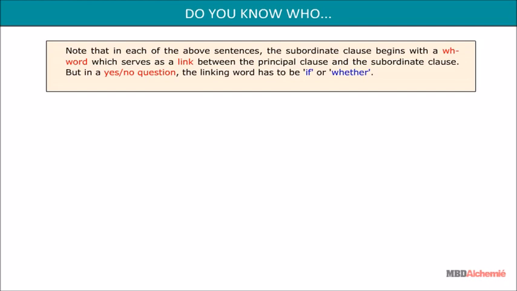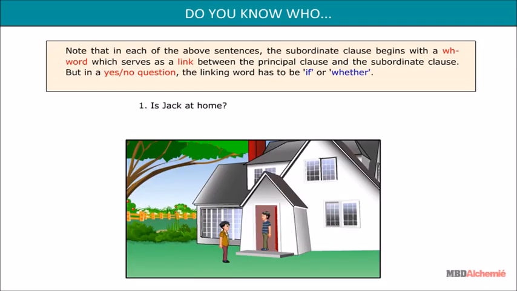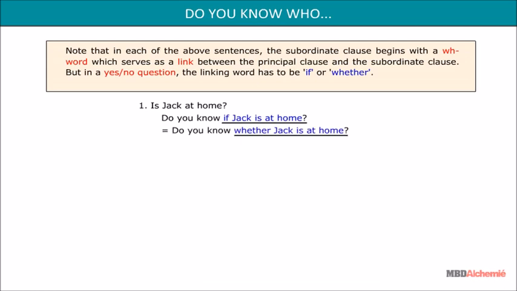But in a yes or no question, the linking word has to be if or whether. For example, 1. Is Jack at home? We can also write this sentence in these ways using if and whether. Do you know if Jack is at home? Is equal to, do you know whether Jack is at home?